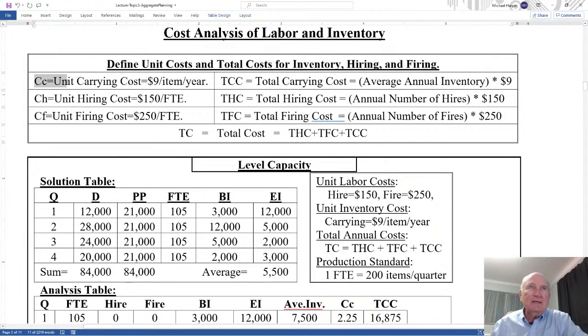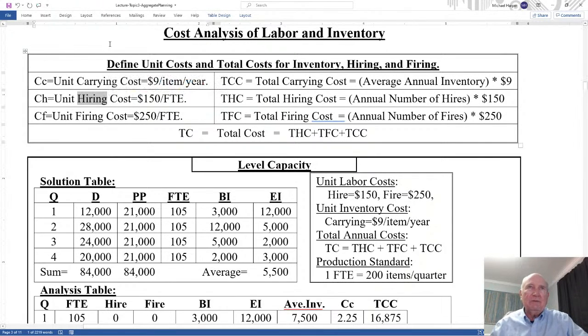So the C sub C is a unit carrying cost, which is $9 per item per year. C sub H is a unit hiring cost, which is $150 per FTE. Now, I'm using the word hiring as a descriptive term, not literal. Hiring means adding FTEs. You're increasing FTEs in your production.